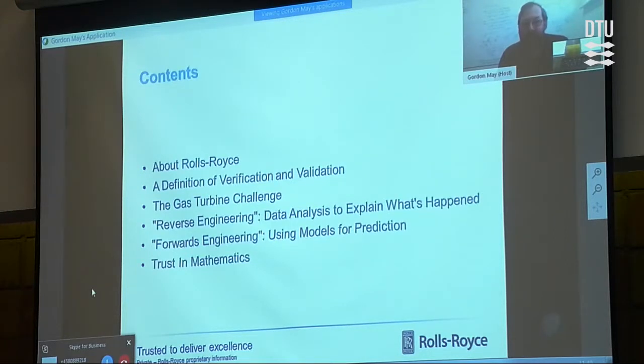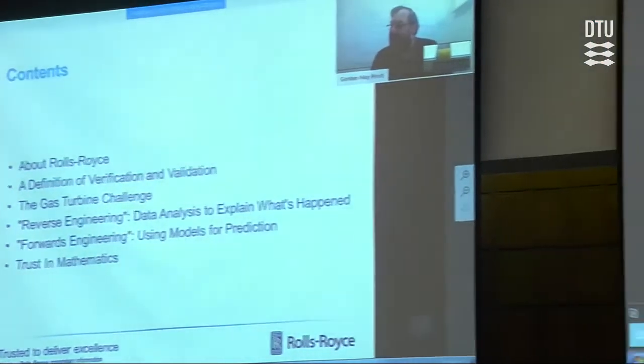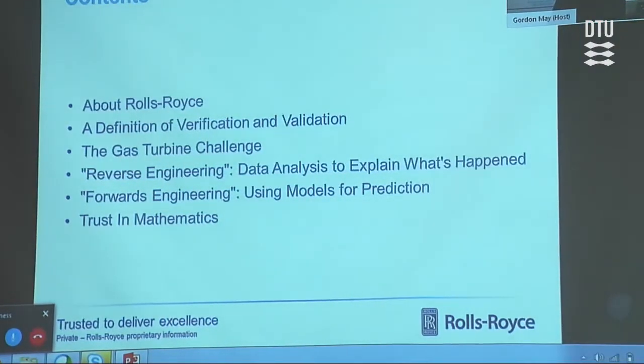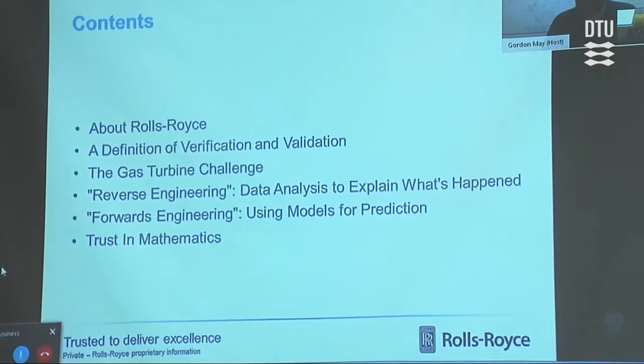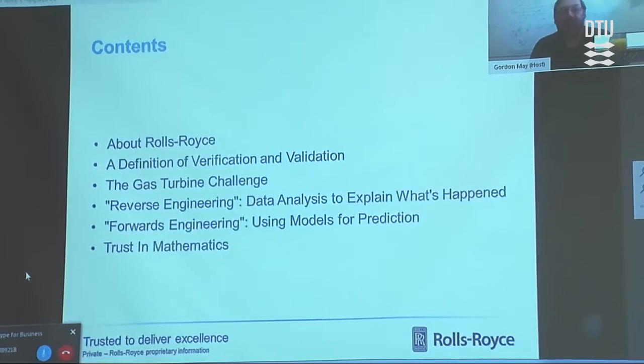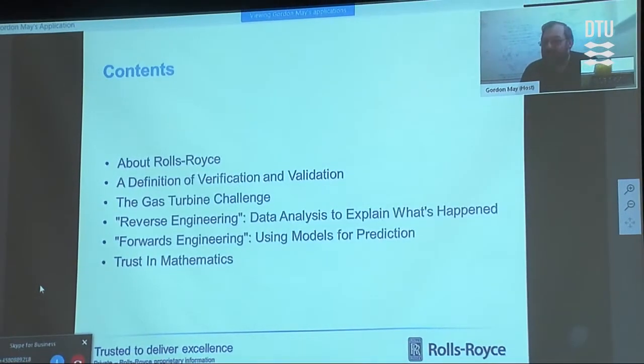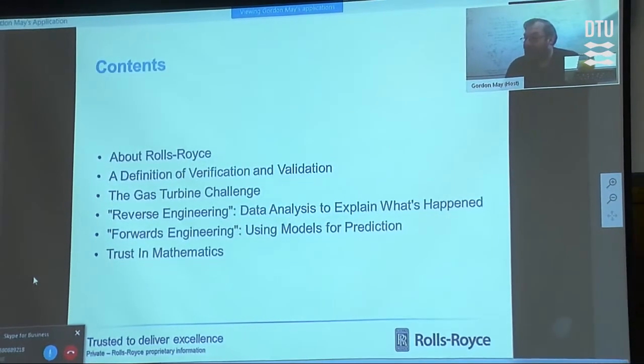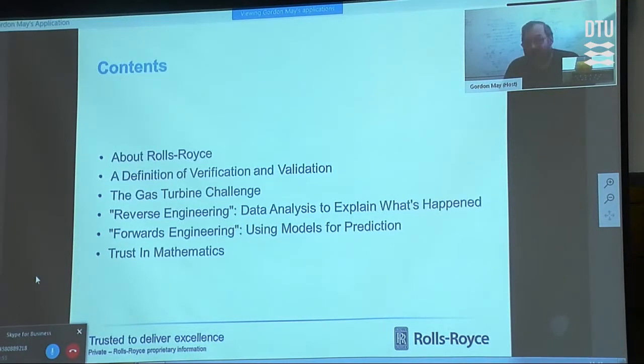And then, briefly, I've classified two approaches to building and using models for different types of situation: the reverse engineering situation, where we're using statistical techniques to analyze data to understand what has happened in the real world, and then forward engineering, which is developing predictive models to help us with the actual design process. And to finish off, since we'll be talking about how we develop trust in our modeling techniques, just a little example of, well, do we actually trust maths at all?